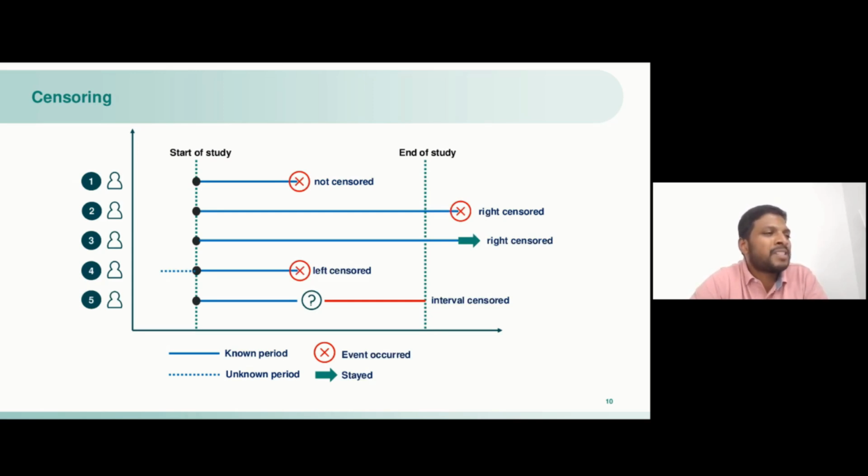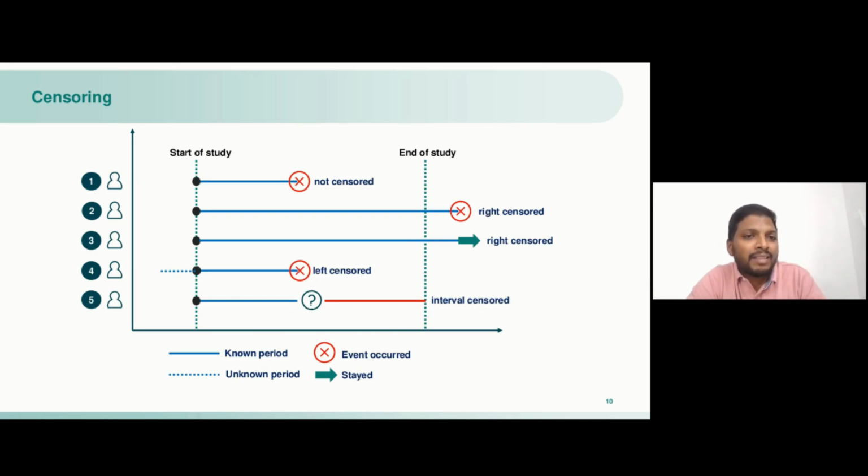Before going into the specific type of models, maybe it's good to learn about censoring, which occurs when we don't know the exact time of an event, especially for some individuals in the trial. There are three types of censoring: left censoring, right censoring, and interval censoring. In this example you can see 5 patients. For patient number 1, we have all the information and the event occurred before the end of study, so that's why it's not censored.